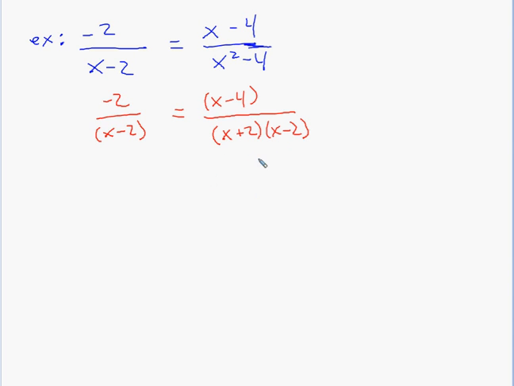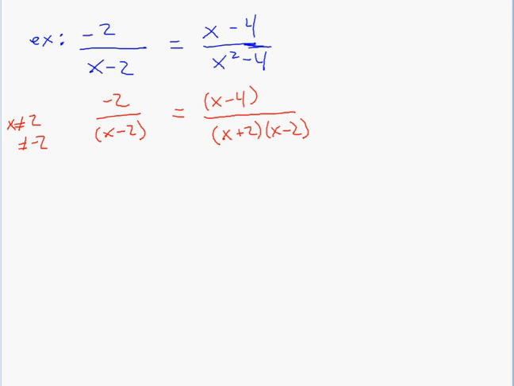Now, at this step, I look at my denominators and I think, what couldn't x be? Well, if x is 2, I get a 0 here, don't I? And if x is negative 2, I get a 0 right here, don't I? So I'm going to just know x cannot be 2, and x cannot be negative 2. So if I get either of those answers, they are extraneous. Do we see how I got that? I'm looking at my denominators, and I'm saying this can't be 0, that can't be 0, nor can that.